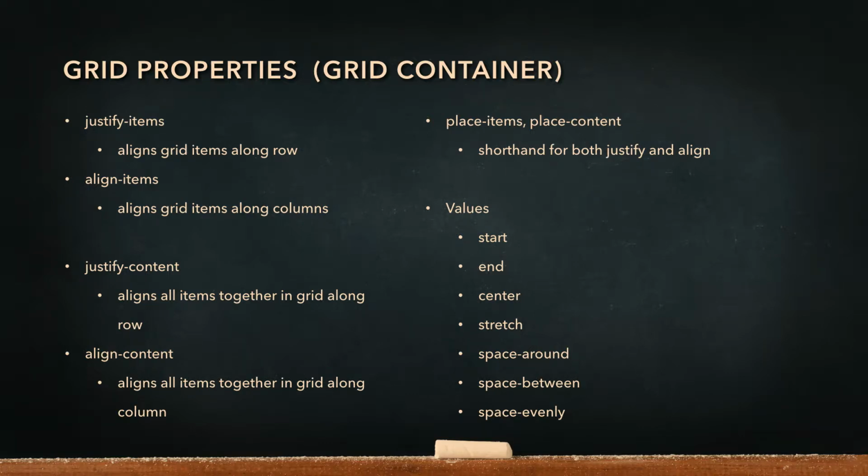And then you have justify content, which takes the content as a whole, like all the grid items together, and then aligns it to your container. Then we have the shorthands of place items and place content, which take everything together and place it a certain way, giving you a shorthand for whichever of the two you need. And then we have some values here. I won't go into extensive detail on how they work, but your basic start and end tells it to place it either to the left or right, or the top or bottom, depending on which axis you are on.